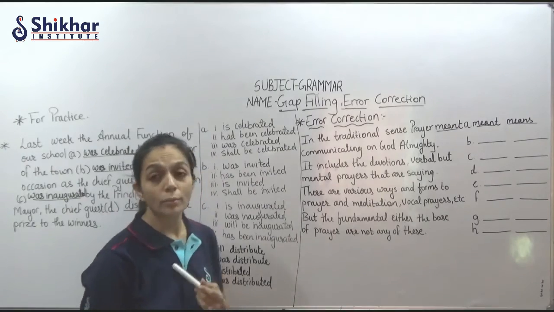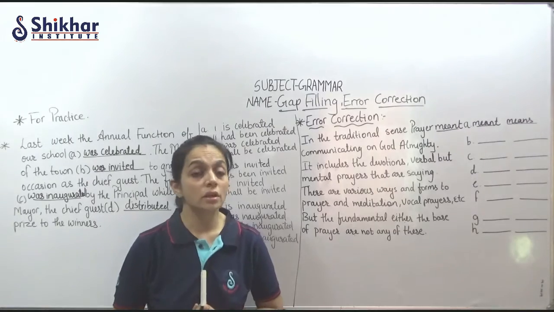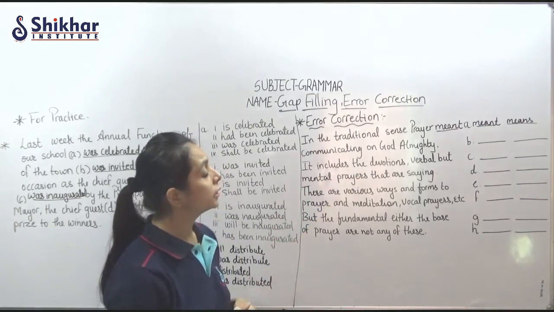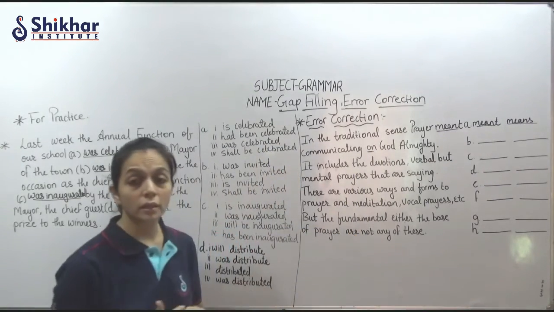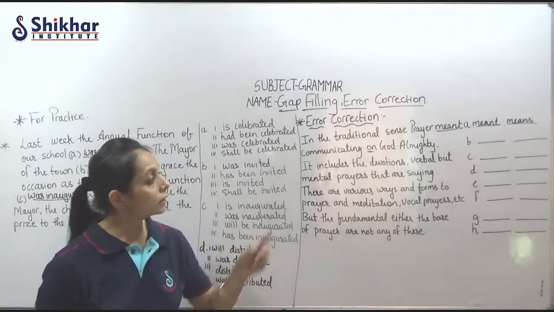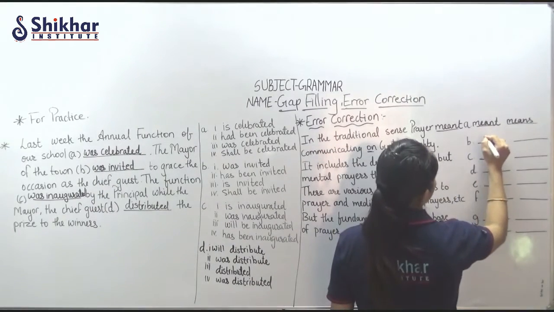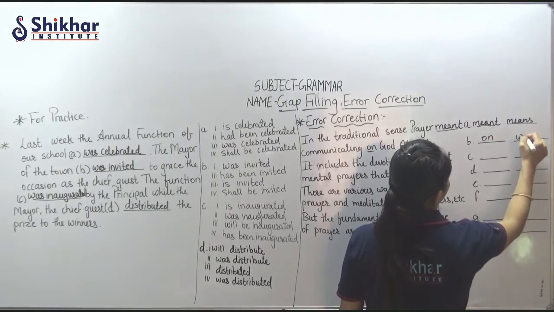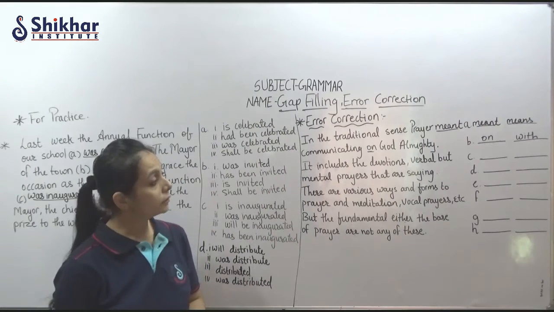Communicating on God Almighty. We communicate on God Almighty or communicating. So what is the word incorrect here? On God Almighty. What should it be? In God Almighty? With God Almighty. Communicating with God Almighty. So here "on" should be "with." Right?